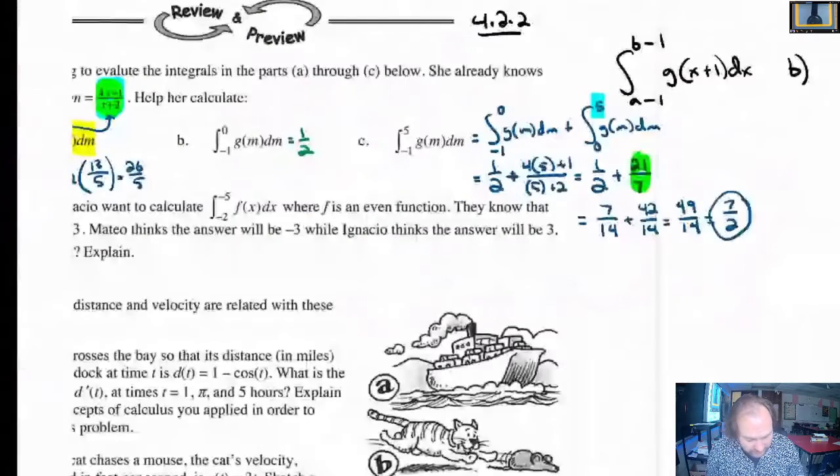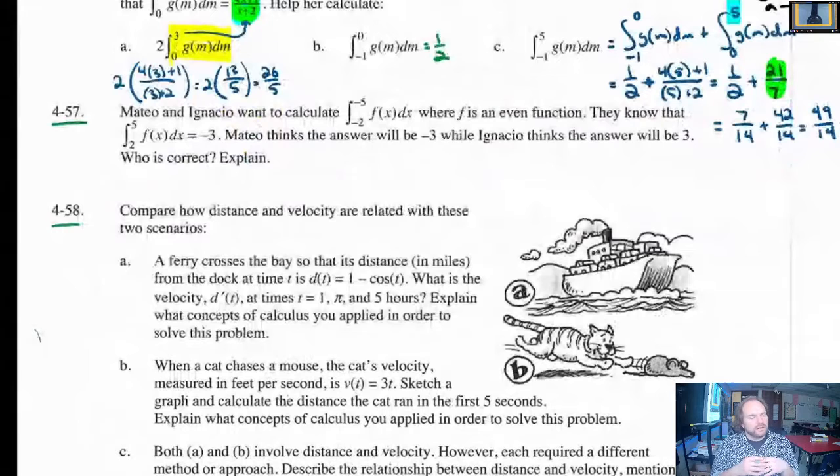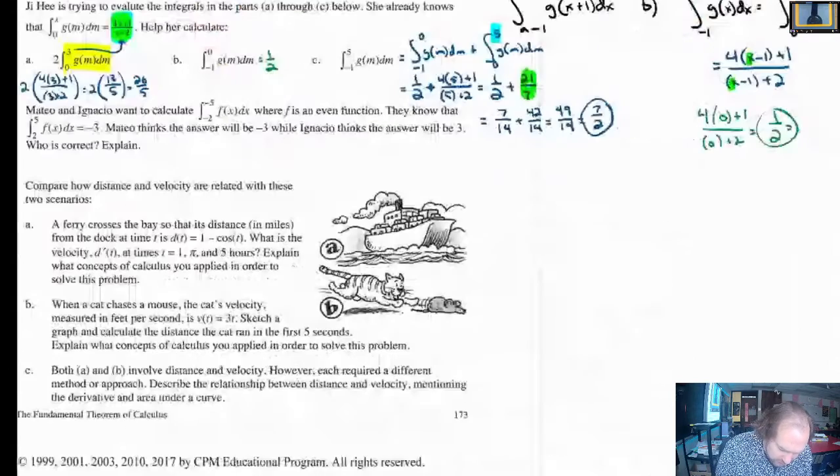Let's look at 457. Matteo and Ignacio want to calculate the integral from negative 2 to negative 5 of f prime of x dx, where f is an even function. They know that the integral from 2 to 5 is negative 3. Matteo thinks it's negative 3. Ignacio thinks it's positive 3. Who's correct? I'm going to need some space to draw on this question, so I'm going to move way over to the side here.